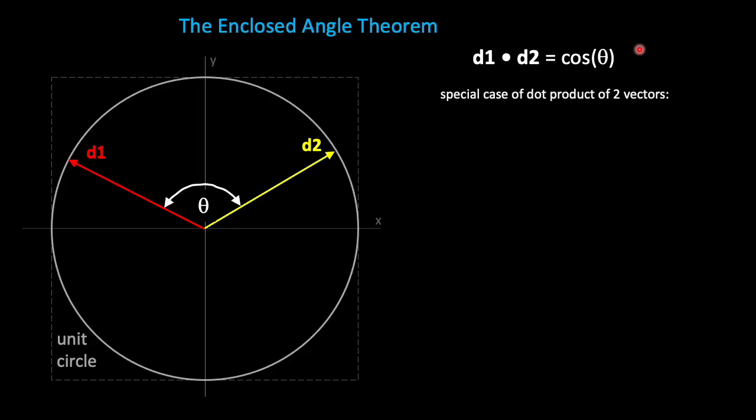In terms of proving it, probably the simplest way I could describe it is to just say this is a special case of the dot product of two vectors. So if you've seen this, the dot product of vectors v1 and v2 is equal to the length of v1 times the length of v2 times the cosine of the enclosed angle theta.